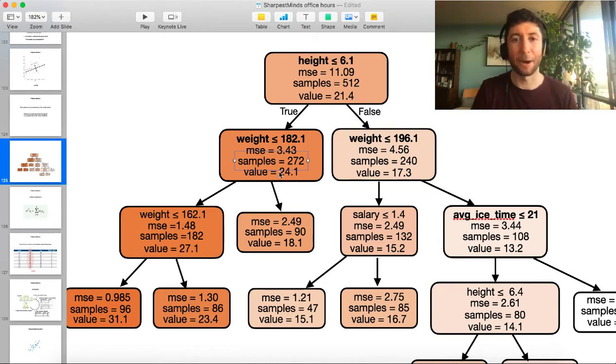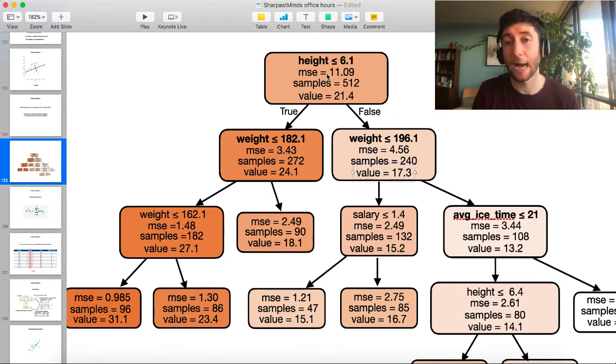Now let's look at the value. Again, this is the average number of goals scored by the players who made it into this bucket. We have 272 players who are indeed shorter than 6.1 feet, and the average number of goals scored by those 272 players is 24.1. So on average, those players are scoring 24.1 goals in a season. In the other bucket, we have 240 players, and on average, they're scoring 17.3 goals.